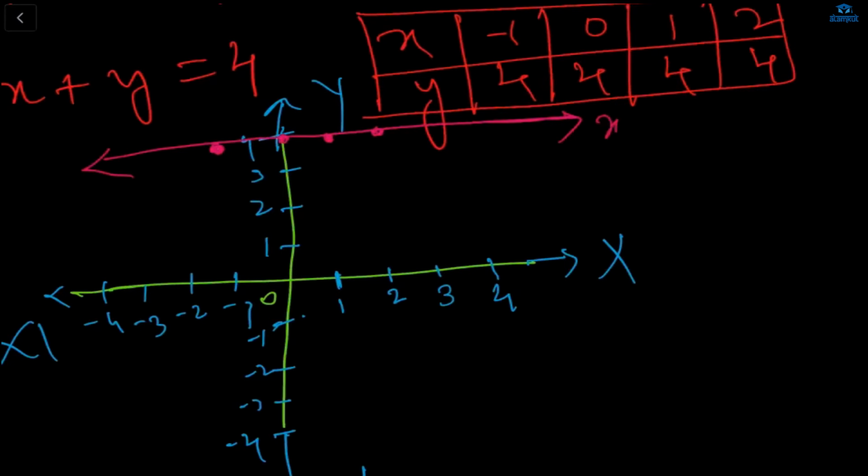And the equation of the line is, sorry, y is equal to 4. Not y is equal to 4, it will be 0.x plus y is equal to 4. But this line will be parallel to the x-axis. Understood? Any doubt? Yeah, ma'am.